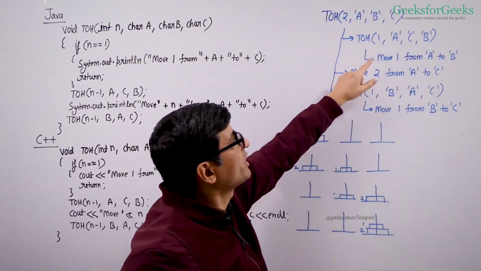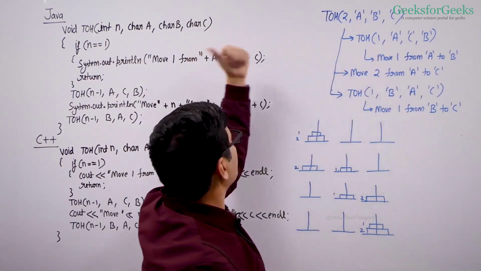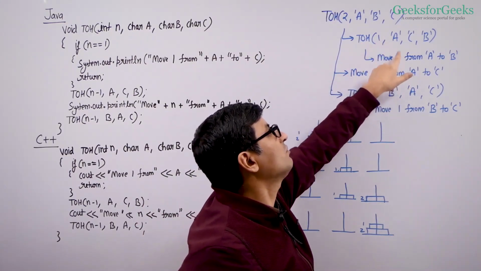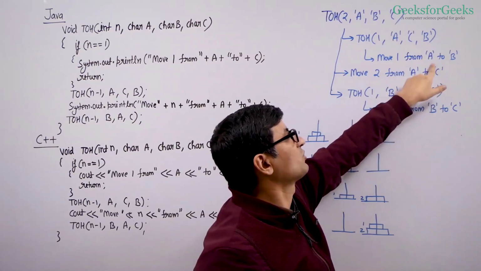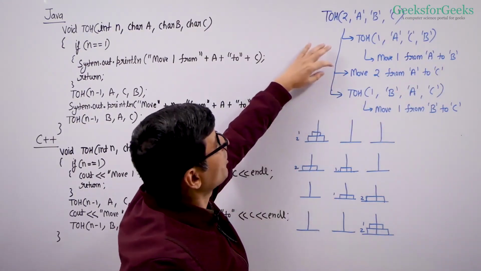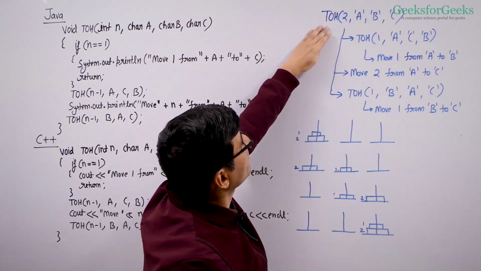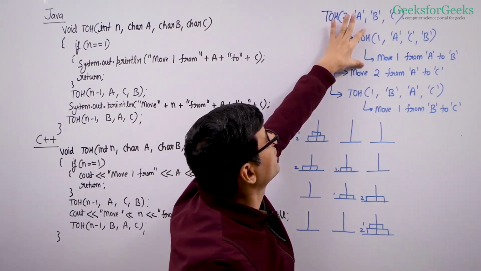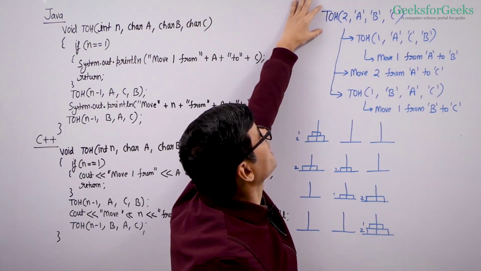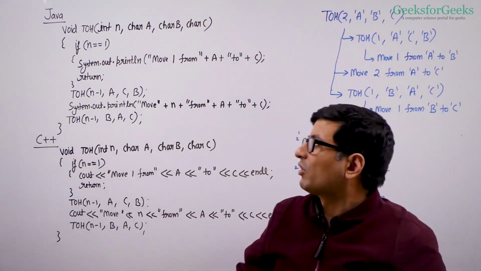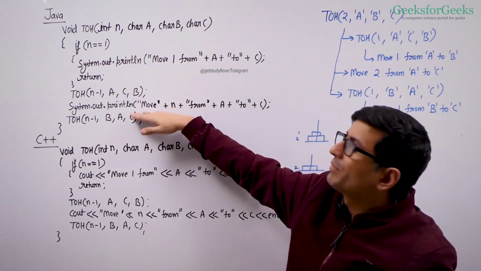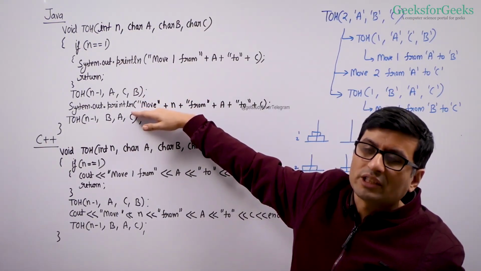Now when you call for one disk, what will happen? It will simply go into the base case and it will move disk number 1 from A to B. Right? That is what it will print. Now your control will come back to the main recursive call, which is for 2, because this recursive call went into the base case and finished. The main call was waiting for this to finish. So it has finished, and it will begin with the next line.